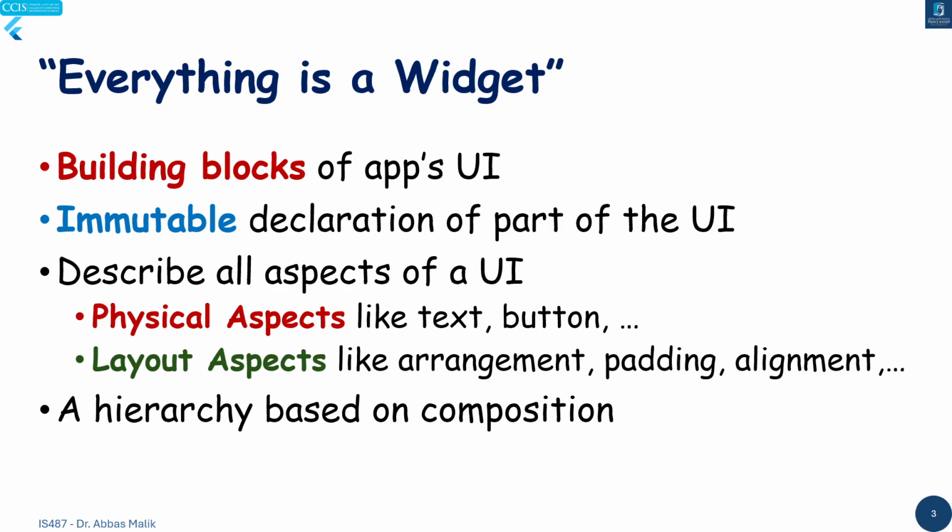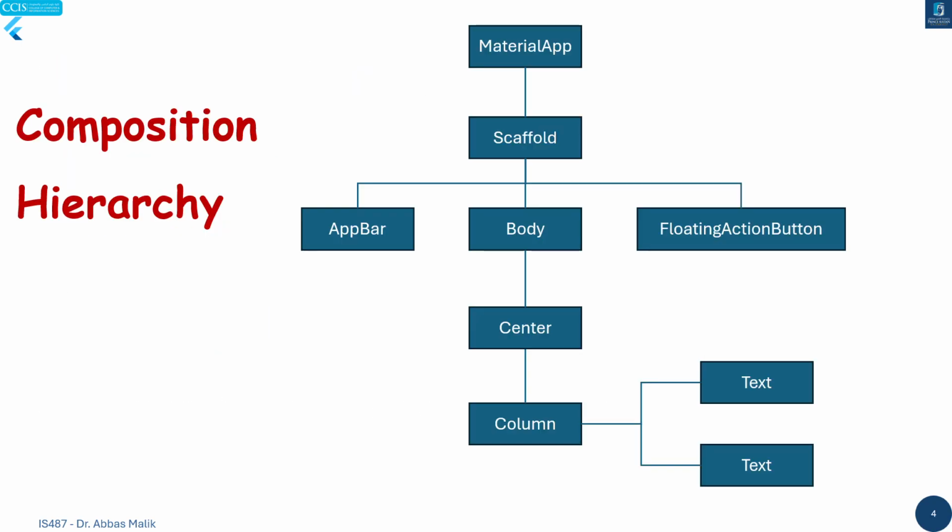And then the other thing is a hierarchy based on composition. What do we mean by hierarchy? If you remember our first application that we developed, we looked at main.dart, and there we create the MaterialApp, and inside the MaterialApp we have a Scaffold, and inside the Scaffold we have the body and other parts. This is the hierarchical composition of the elements present inside our first app, the basic app automatically generated by the Flutter framework for us.